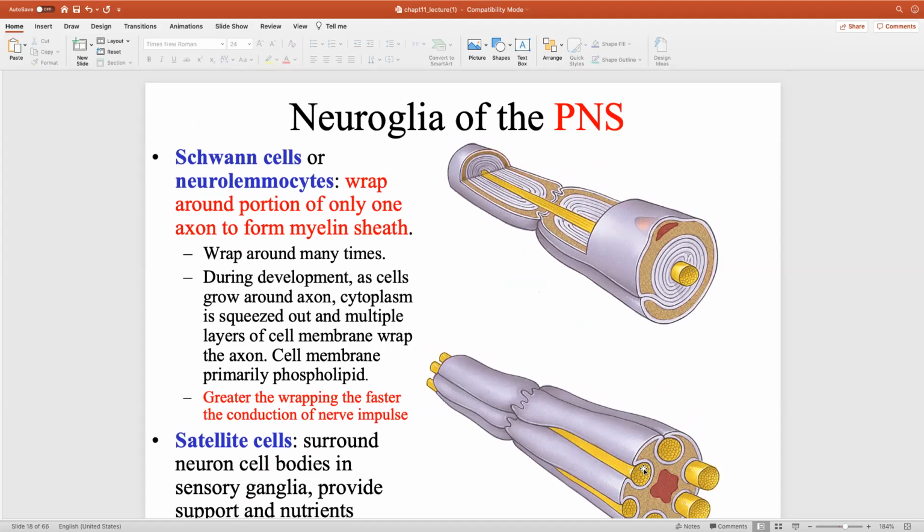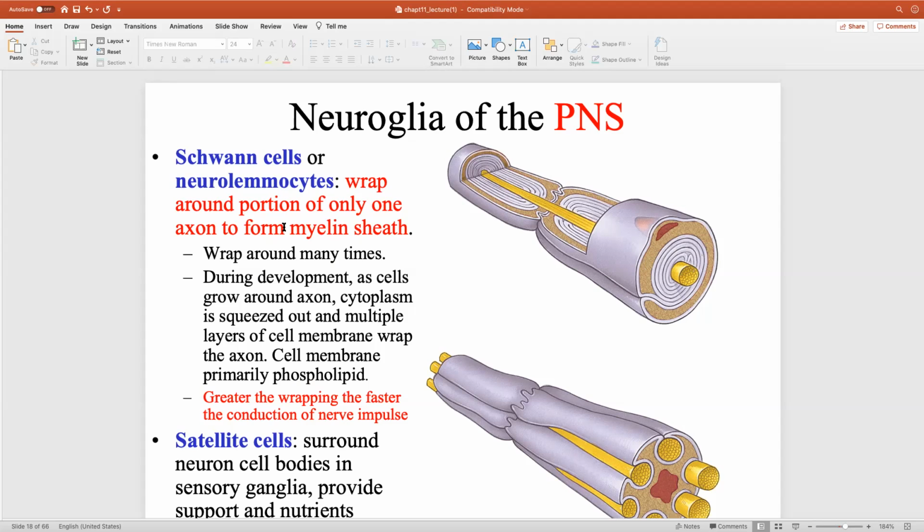So these are big ones: Schwann cells, satellite cells. Schwann cells, or neurolemmocytes, wrap around one portion of one axon, forming a much more complete myelin sheathing. I want you to think of this as like jelly rolls right here. Jelly rolls covering the axon. What happens? Well, the thicker the jelly roll, the more complete the wrapping around the axon, the more likely you're going to bypass that region.